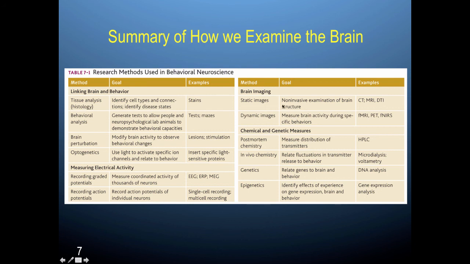And then you have multiple brain imaging techniques, static images, CT scans, MRI, or DTI. Dynamic images are going to be fMRI, PET, or functional NIRS, near-infrared spectroscopy, I believe is what this means. And you can learn a little bit more about this in the textbook. I didn't talk about it too much in this lecture. And then you also have these chemical and genetic measures. And this is some of the stuff that I was just talking about, how analyzing particular genes that people have and relating that to behavior, and then epigenetics, identifying the effects of experience that people have in the environment on gene expression and the brain and behavior relationship.